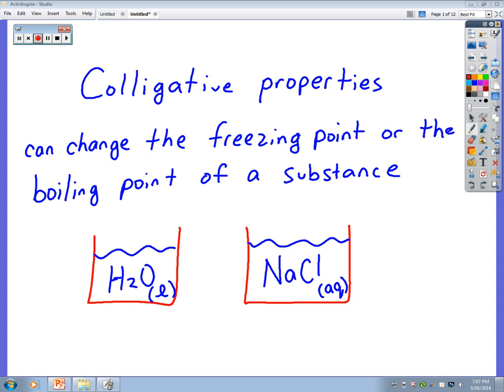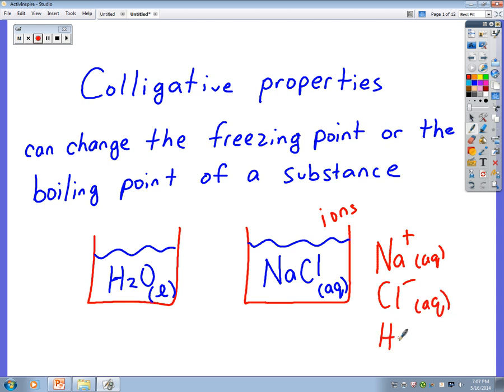In front of you, you see a container of water, it's liquid, and a container of sodium chloride aqueous. What's that mean? Well, sodium chloride is dissolved in water. So you have ions in it right here. What this really is, is sodium ions that are dissolved, chlorine ions that are dissolved, and water. It's a liquid. In this one, you just have water. It's a liquid.